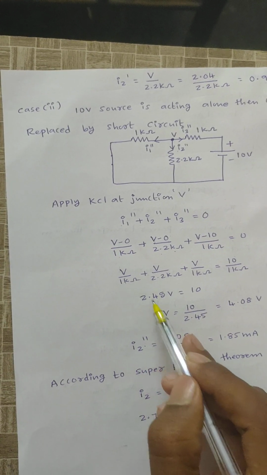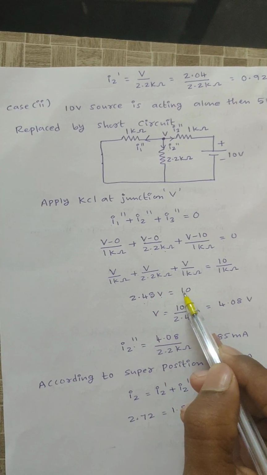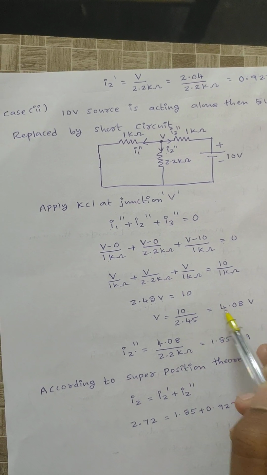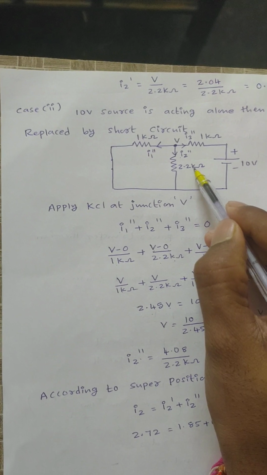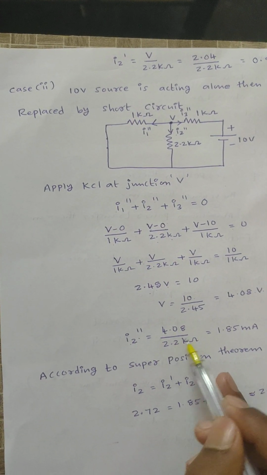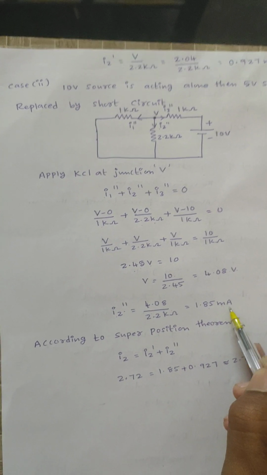If I simplify this equation LHS side, I will get 2.45 V is equals to 10 volts. Then V is equals to 10 by 2.45, that is equals to 4.05 volts, right? Then current flowing through 2.2 kilo ohm is I2 double dash is equals to 4.08 divided by 2.2 kilo ohm, right? That is equals to 1.85 milliamperes.